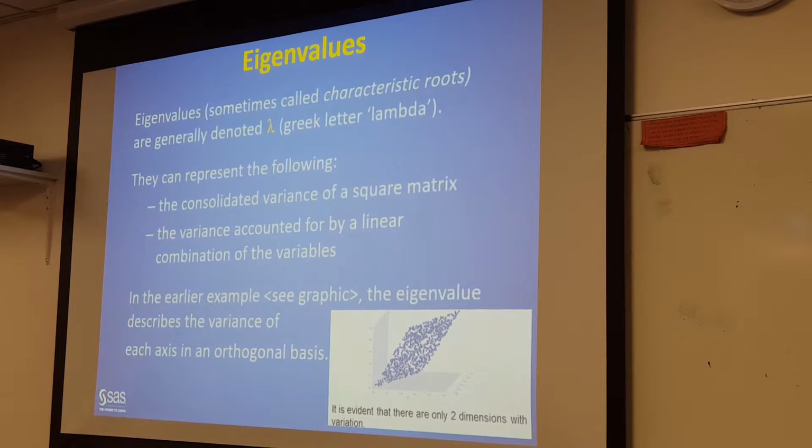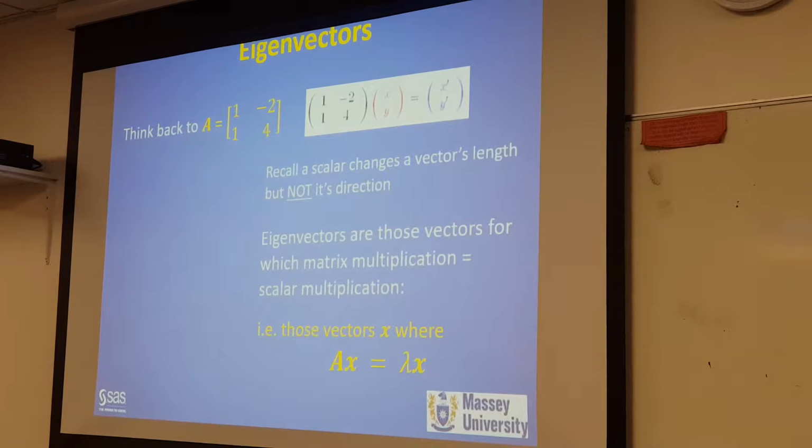So eigenvalues, intuitively we know what it is when applied to a variance-covariance matrix. They can represent the consolidated variance of the square matrix, or the variance accounted for by that particular axis, the linear combinations of the variables. So that's what I said here. The eigenvalue describes the variance of each axis in an orthogonal basis. The eigenvectors are the orthogonal basis. The eigenvalue is the amount of variation if we project the data on that.